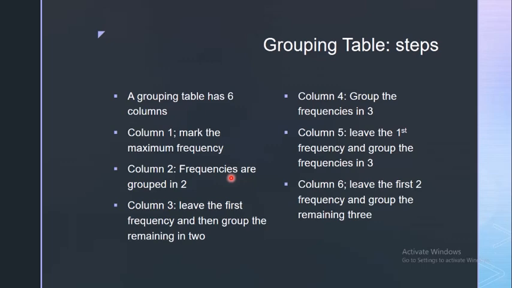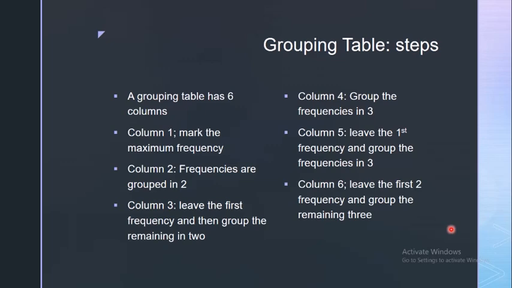In a grouping table method, usually there are 6 columns. The first column is regarding the frequency, the variable and the tally marks that are given. Then in the second column, we group the frequencies into 2. In the third column, we leave the first frequency and then group the remaining frequencies in 2. Then in the fourth column, we group the frequencies in 3, that is, we take 3 frequencies together and add them up. In column 5, you leave the first frequency and group the frequencies in 3. And in column 6, you leave the first 2 frequencies and group the remaining in 3.